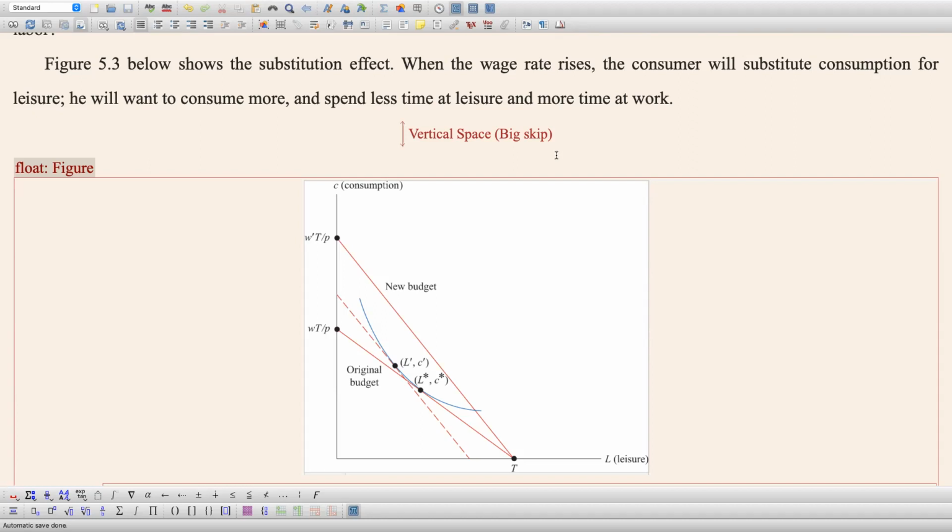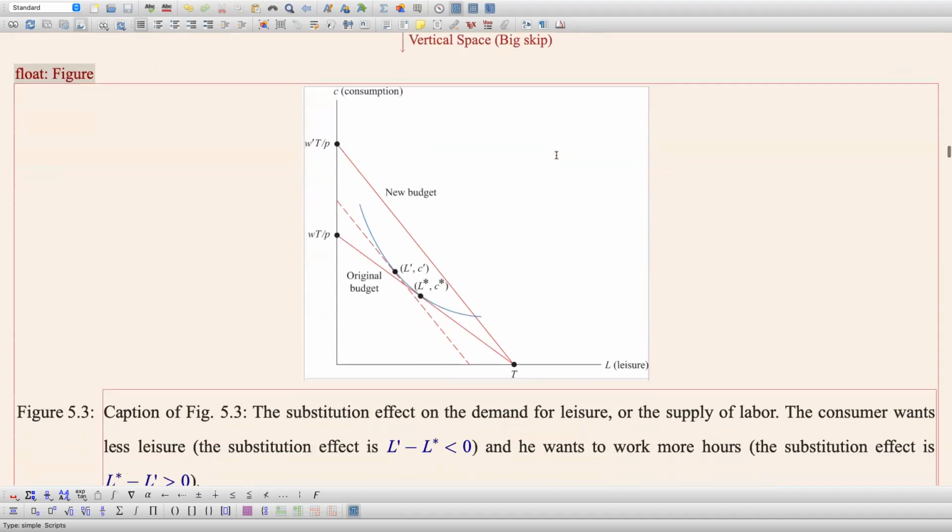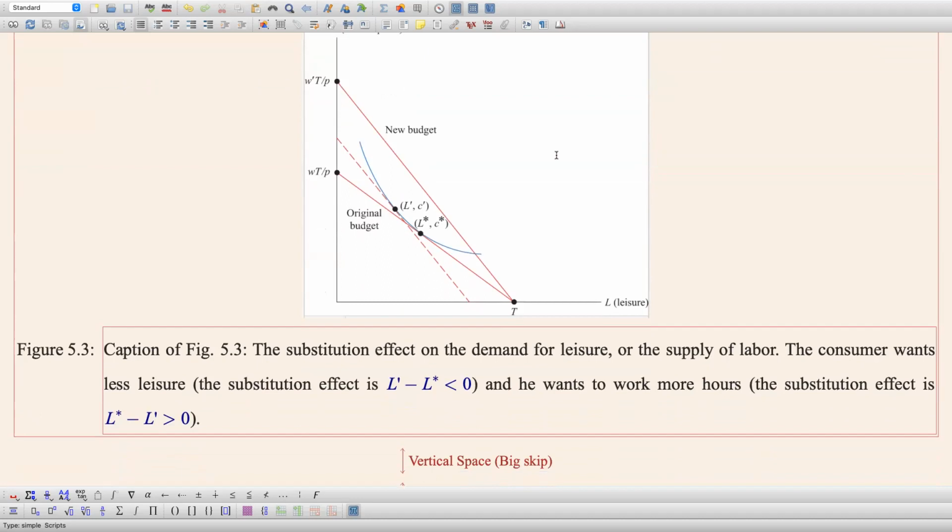You can see here that there is a new optimal value that is going to switch from L star, C star to the new optimum, L prime, C prime. So in this particular case, the substitution effect on the demand for leisure, or the supply of labor: the consumer wants less leisure, that is the substitution effect, and he wants to work more hours.